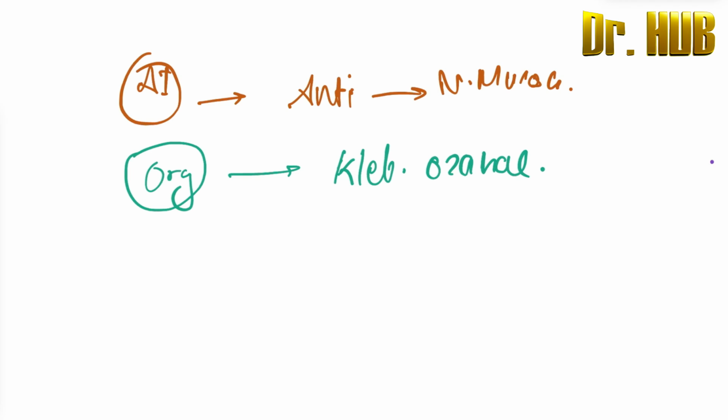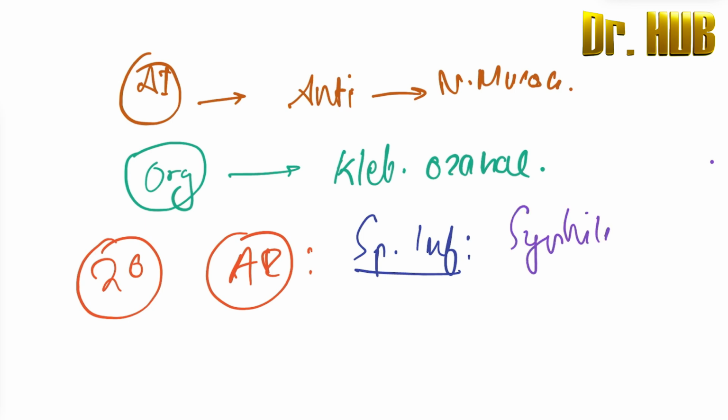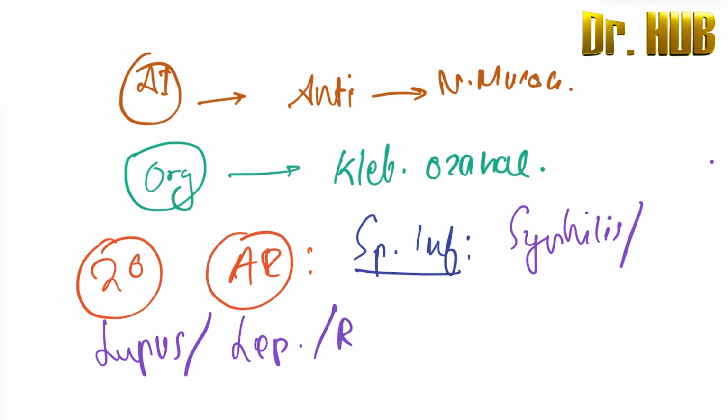Next, we move on to secondary atrophic rhinitis. The secondary atrophic rhinitis has specific infections. So specific infections such as syphilis, lupus, leprosy as well as rhinoscleroma. We are writing it as RS.